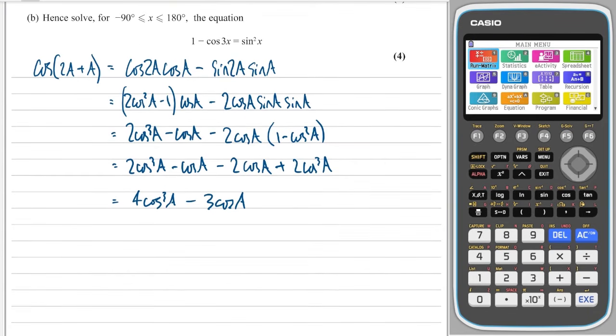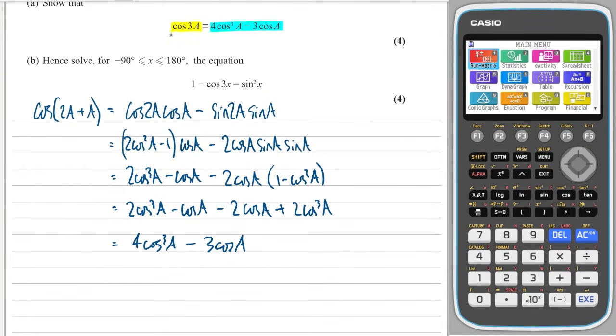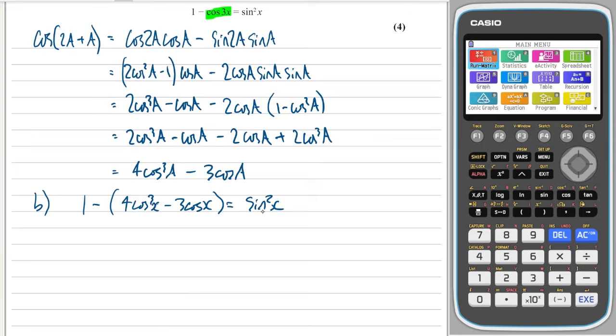And next we need to solve. So let's see how we're going to use the identity. Well, we're going to replace this part of the identity with the blue part. So I can write for part B, 1 minus, open brackets, 4 cos cubed x minus 3 cos x, is equal to sine squared. Now, what do we know sine squared is equal to? It's equal to 1 minus cos squared, and expanding these brackets gives you 1 minus 4 cos cubed x plus 3 cos x is equal to 1 minus cos squared x.